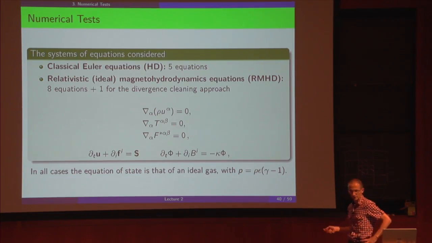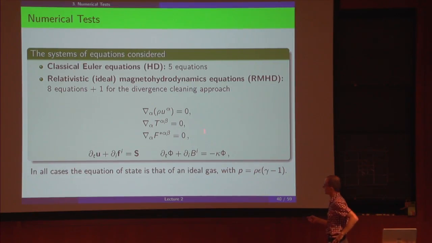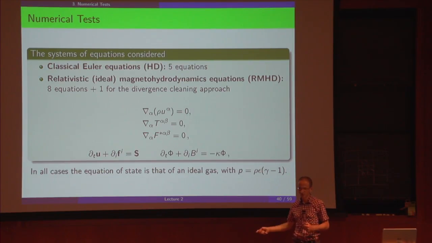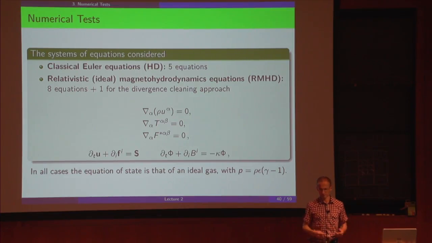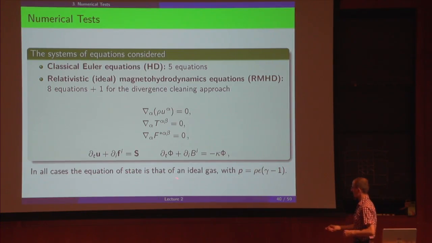So I have considered here two sets of equations: classical Euler and relativistic ideal MHD, not the resistive case. We know everything about relativistic equations in this form, so I've simply written them here in covariant form. Continuity equation, energy-momentum equation, Maxwell equations, but just the divergence-free condition and the induction equation for the evolution of the magnetic field. For the divergence of B equals zero, as I said, I use this divergence cleaning approach, which is not the best, but is available. It was among the list of Charles yesterday, not the second choice. In all cases, I have a simple ideal gas equation of state, so no nuclear matter or fancy stuff.